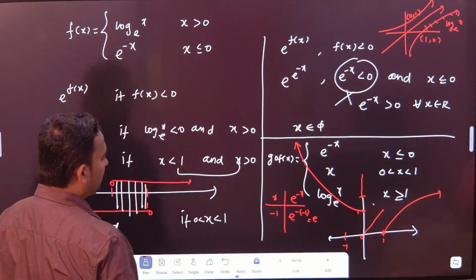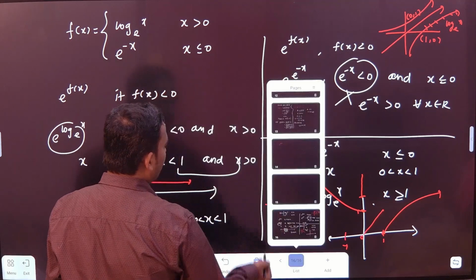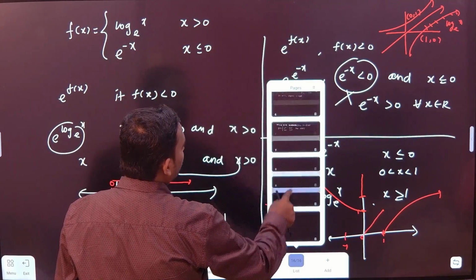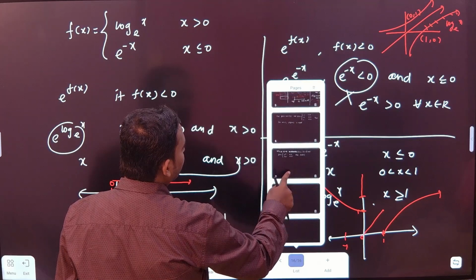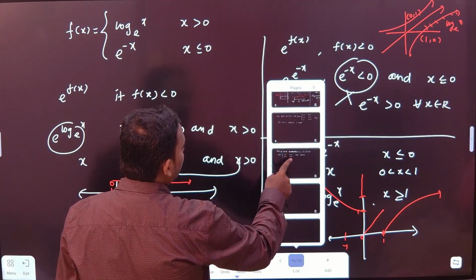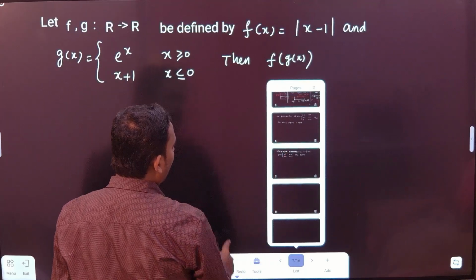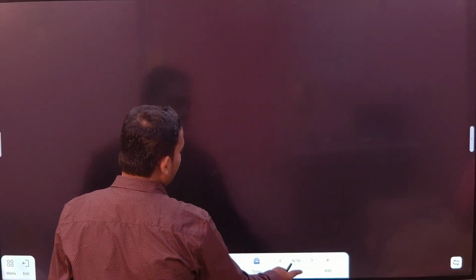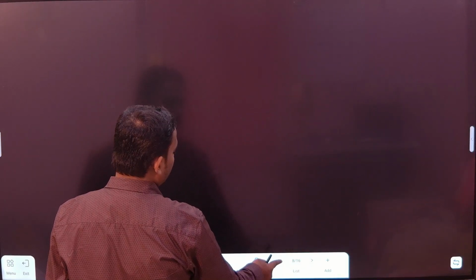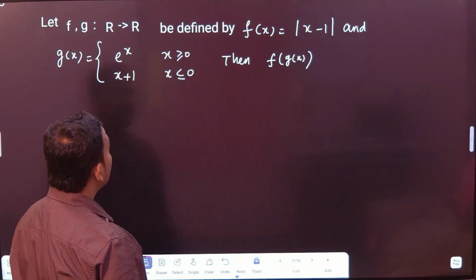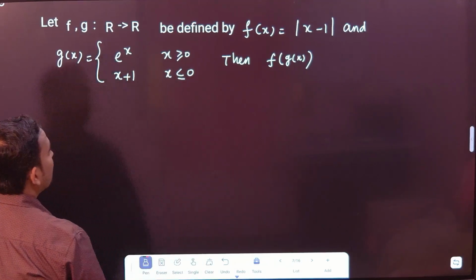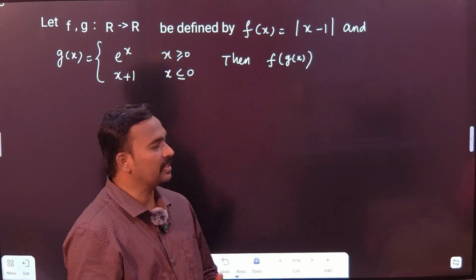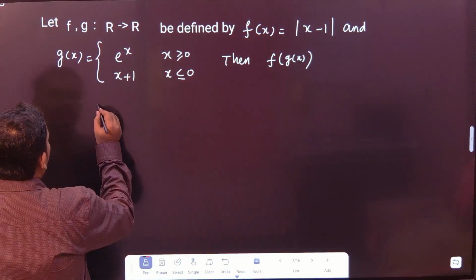Okay, let me take another question. You can see the next question is what? Which one can we take? Let me take this one. Yes, this page is there. Let me take this one very quickly. I'm just collecting the questions which the students are facing problems with, right? First you can see f.